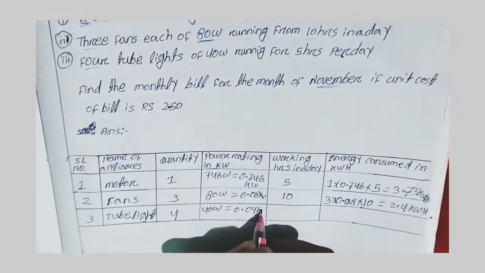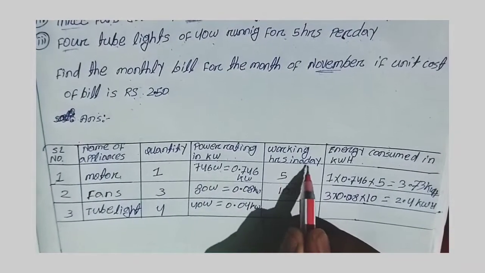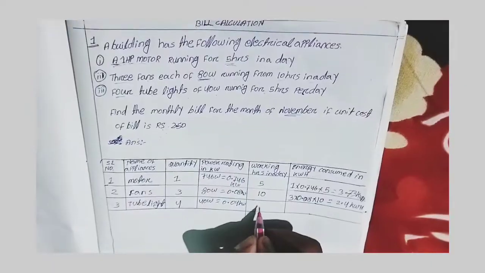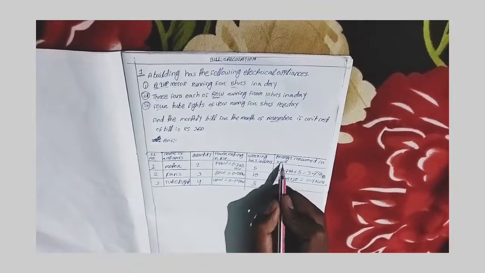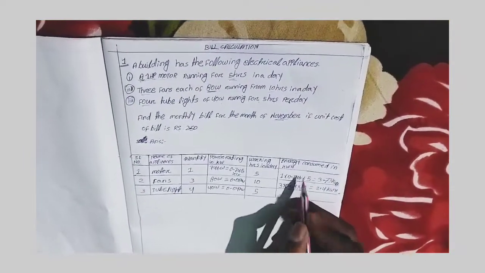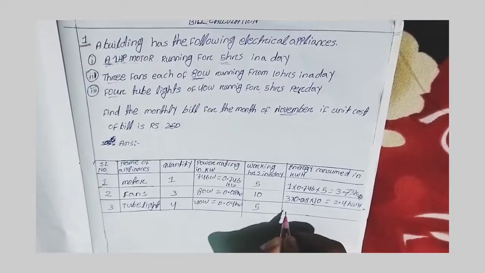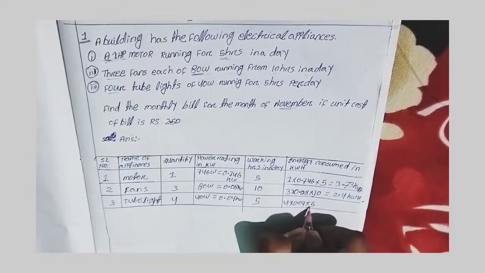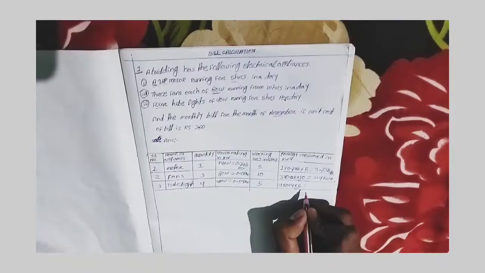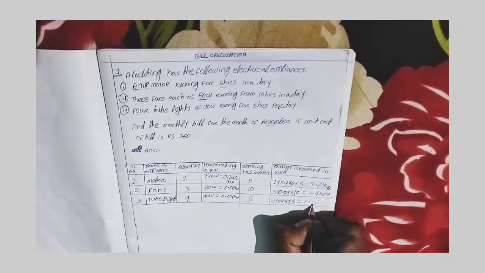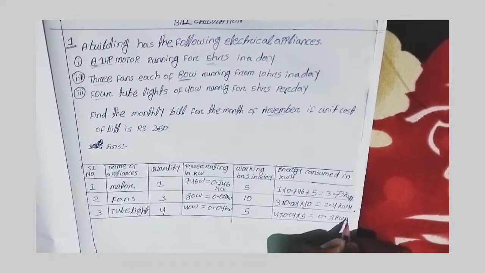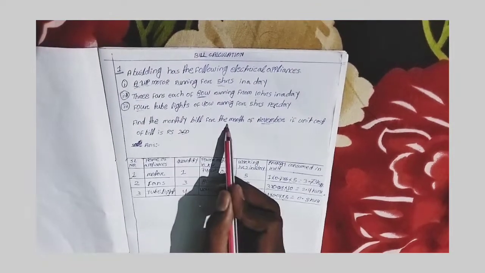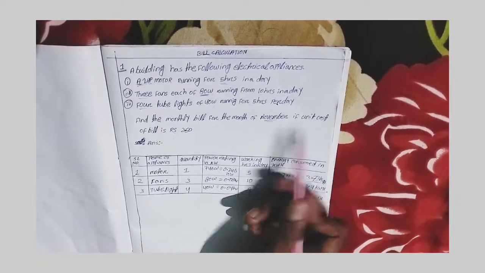So 40 watt is equals to 0.04 kilowatt. So working hours in a day, for tube light of 40 watt running for 5 hours, so 5 hours in a day. So energy consumed in kilowatt hour. So 4 into 0.04 into 5 is equals to 0.8 kilowatt hour.